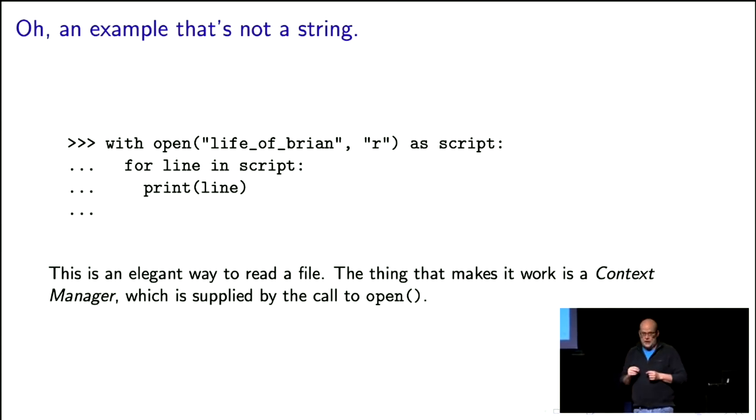There are context managers that don't return any particular value because you don't actually need to access them in the body. That is a legit thing to do. In fact, we're going to look at that in just a second. So the as clause is optional, but it's certainly common. I like this code because it's very elegant.